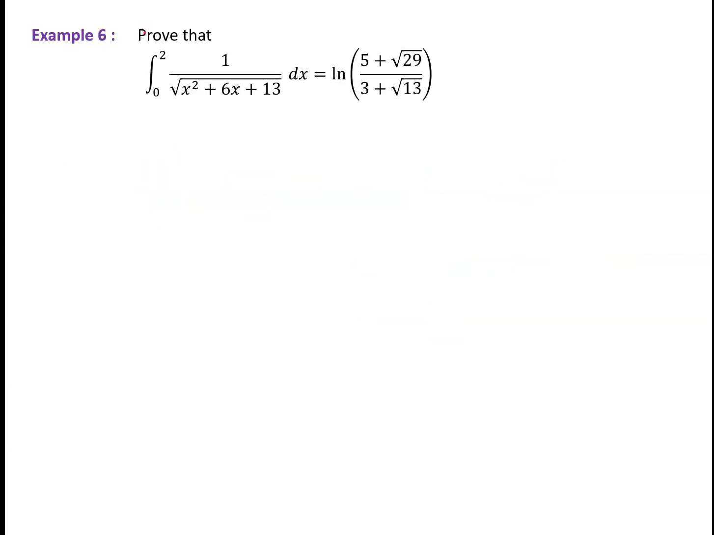For our next example, we're going to try and prove that the integral between 0 and 2 of 1 over the square root of x squared plus 6x plus 13 is the logarithm of (5 plus root 29) over (3 plus root 13). Now the key observation here is that we've got a full quadratic expression inside the square root, but we can turn that into something much easier to handle if we just use completing the square and a simple substitution.